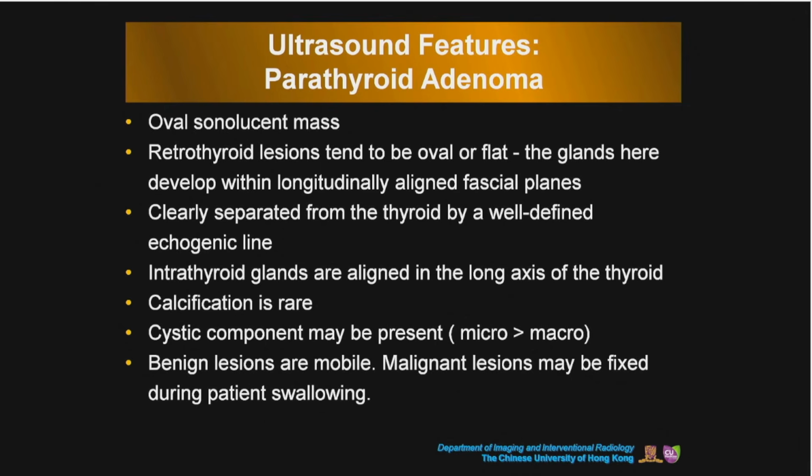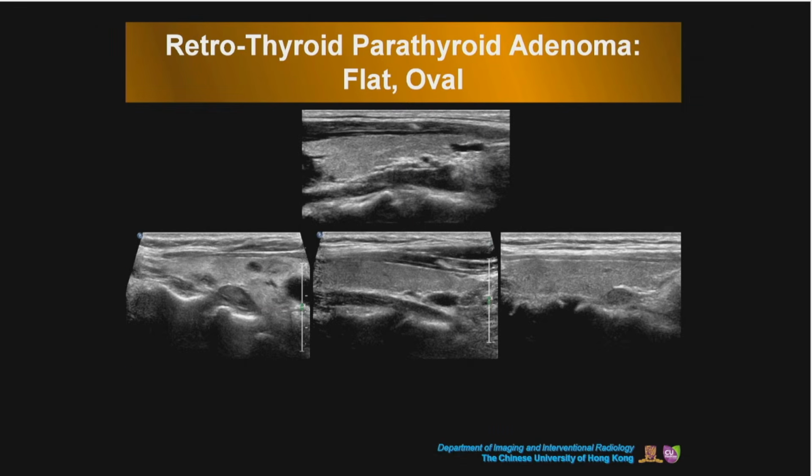Now remember, lesions that are behind the thyroid lie in the longitudinal plane. That is why they are either flat or they are long. So where that parathyroid is located will tell you how that parathyroid looks. So let's have a look now.